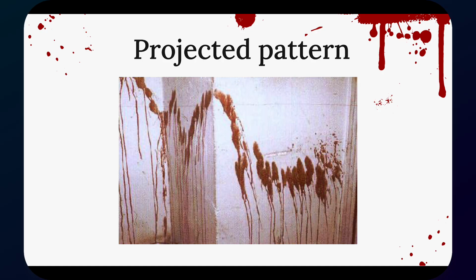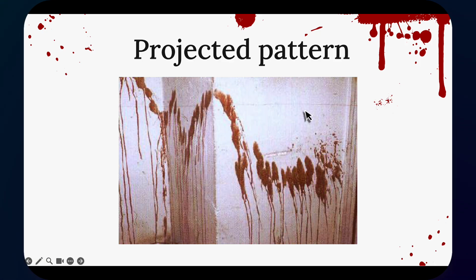A projected pattern is caused by an injury to the heart or a main artery and the pressure of the continuing pumping of the heart. The site of the initial injury to the artery can be found where the pattern begins with the biggest spurt. The trail away from this point shows the victim's movement.